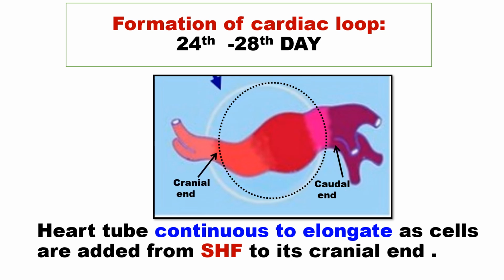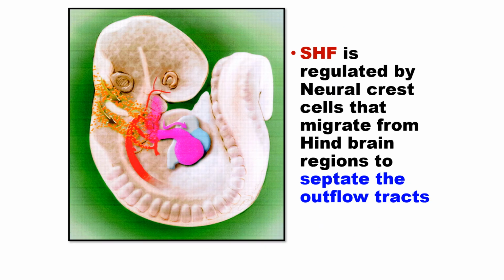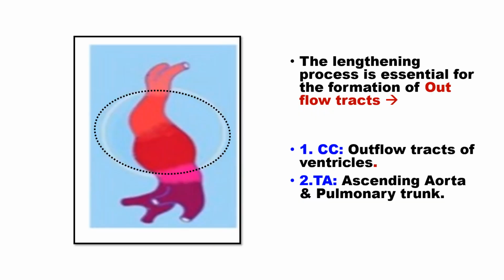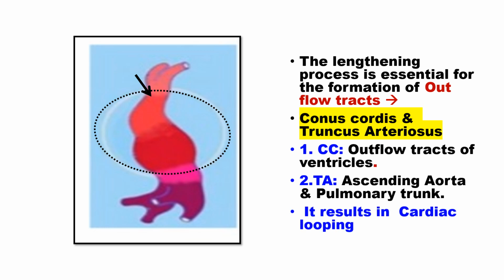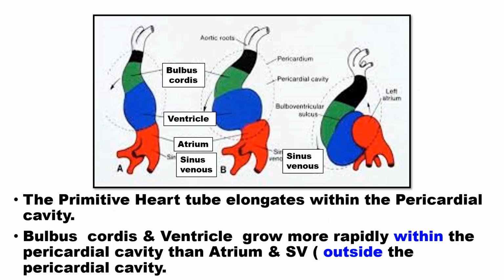The heart tube continues to elongate as cells are added from the secondary heart field to the cranial end. The secondary heart field is regulated by neural crest cells that migrate from the hindbrain, which are responsible for septating the heart tube. The lengthening process is therefore essential in the formation of the outflow tracts, the conus cordis and the truncus arteriosus, which results in the cardiac looping. Conus cordis forms the outflow tracts of the ventricles, whereas the truncus arteriosus forms the ascending aorta and the pulmonary trunk.